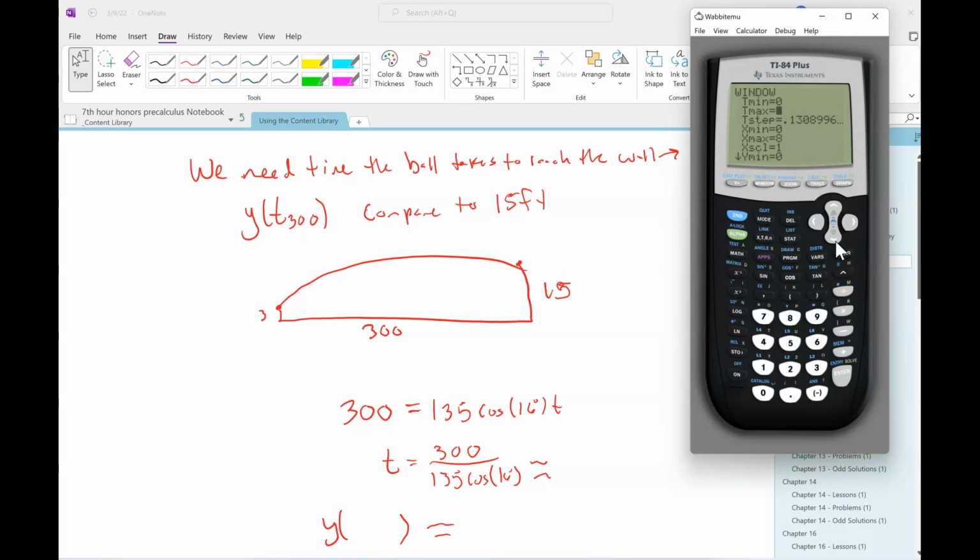3 seconds? Probably a reasonable estimate. I'm going to double it just to make sure. So I'm going to go 0 to 6 for t. My x is the horizontal distance, so obviously it's starting at 0. The wall's 300 feet away, but I want a little bit more than that, so I'll go to 350.